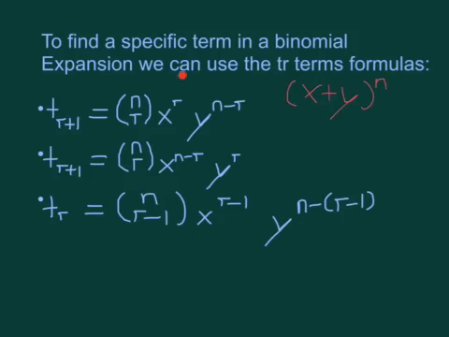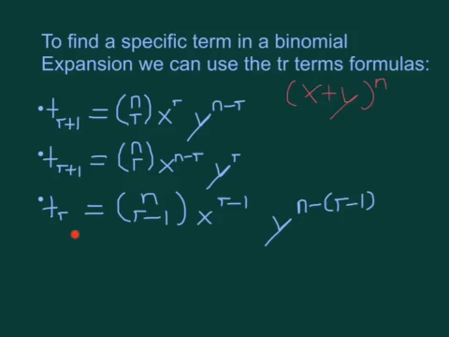And in order to find r, that's what we're going to explain in the following slide. Well, we also have this formula that is T(r+1) equals n over r, x to the power of n minus r, y to the power of r. This depends on if this number is easier than this one, or if n is a very big number, or if we already know what r is. So it just depends on which one you believe is easier for you.